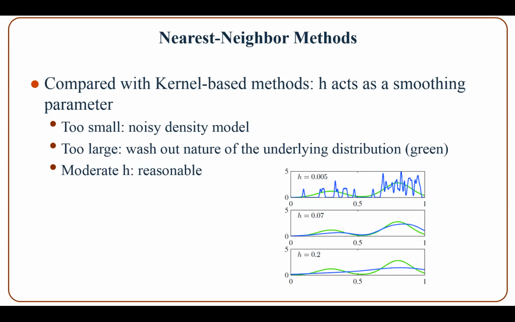The nearest neighbor methods can be compared with the kernel-based methods using the same example, in which h acts as a smoothing parameter. If h is too small, then we may get a noisy density, and if h is too large, then it may wash out the nature of the underlying distribution. A good estimate of the density is given in the middle panel with moderate values of h.